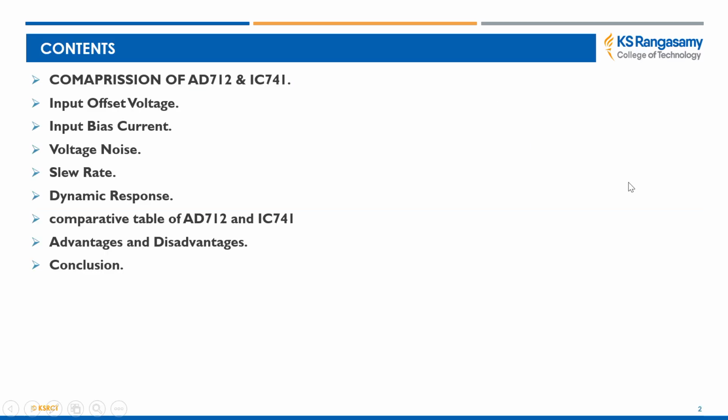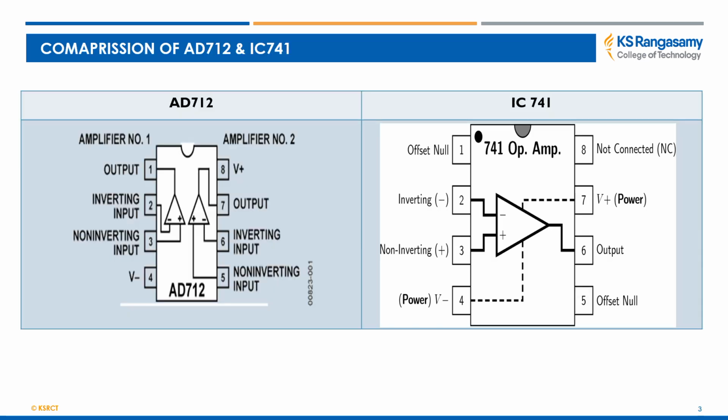Content wise, we are going to see a comparison of AD712 and IC741: pin diagram, input offset voltage, input bias current, voltage noise, slew rate, dynamic response, comparative table of AD712 and IC741, advantages and disadvantages, and conclusions.